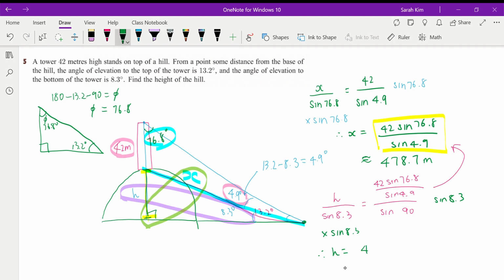So I get about 478.7 meters. So I might round it to 479 meters. So that should be the height of the hill. So you can include that there: height of the hill is 479 meters. And I'll just double check the answer so I can go through it.